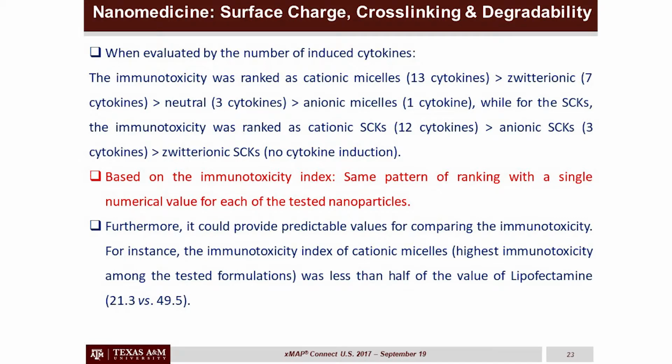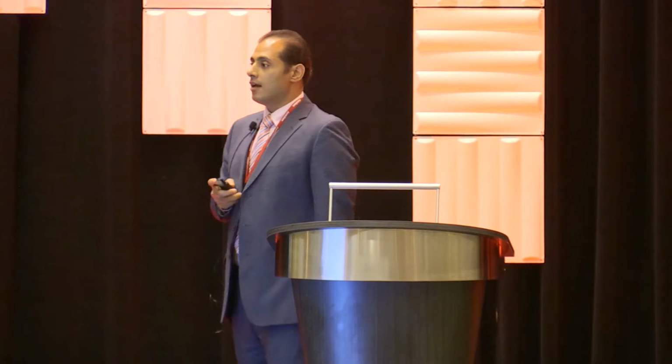And then when we analyzed them based on the immunotoxicity index, we got the exact same ranking between the highest toxic and lowest toxic nanoparticles, but in a much faster way. And it was much easier than just counting or analyzing the different types of cytokines. Interestingly, we could also produce quantitative data. So, for example, when you say lipofectamine, you have an immunotoxicity index of around 50. And for the most toxic materials that we have tested, it was around 20. So at least you have numbers to compare.